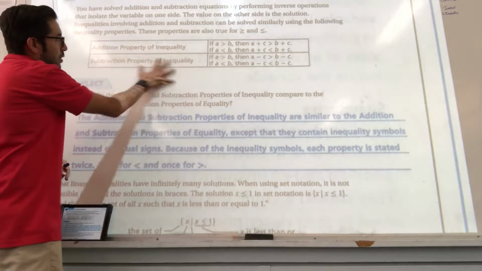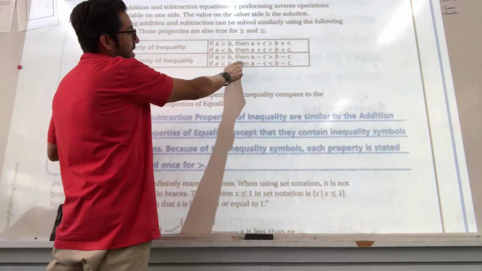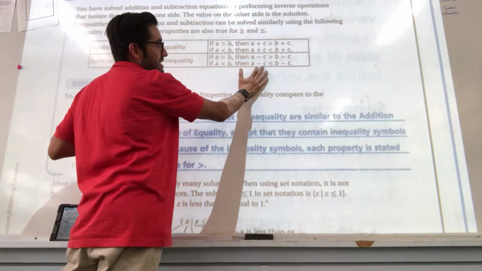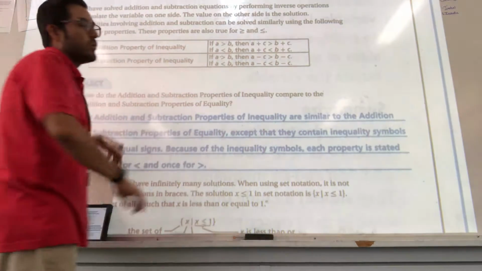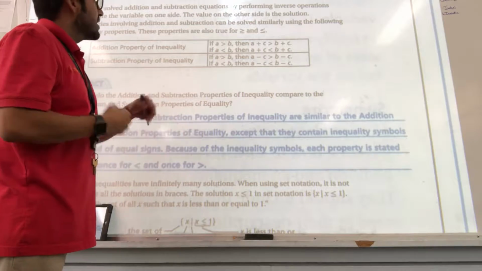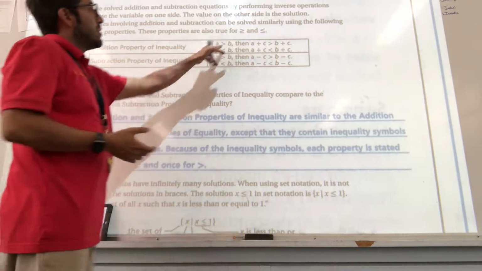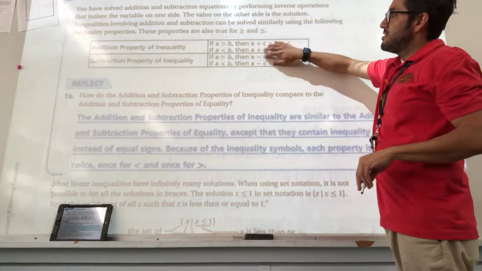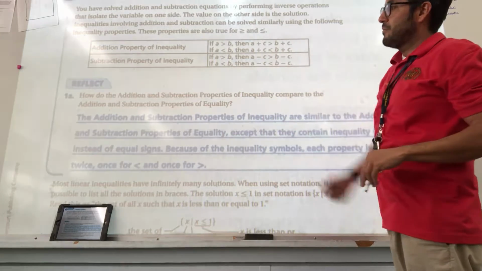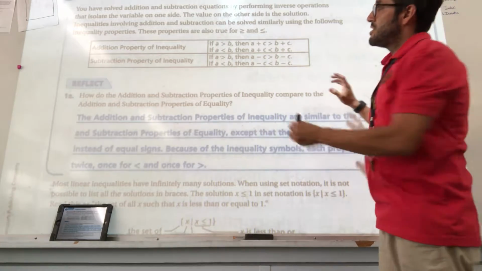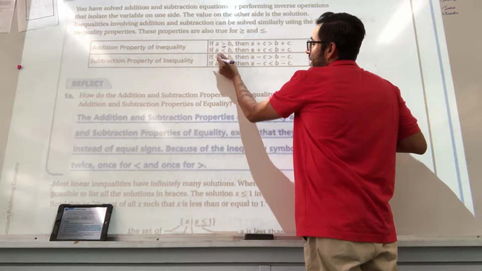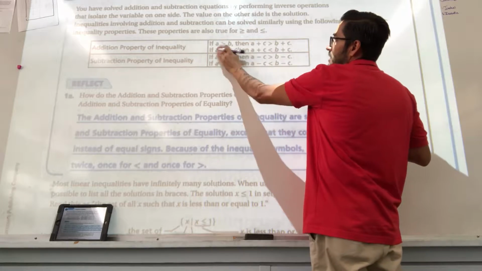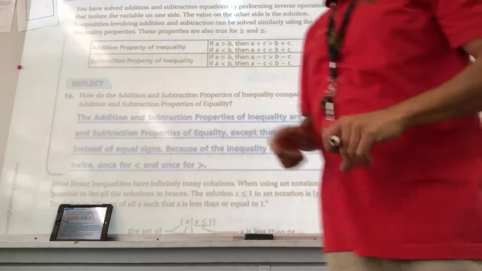The subtraction property of inequality, very similar. If A is greater than B, then A minus C is greater than B minus C. And if A is less than B, then A minus C is less than B minus C, okay? We're not talking about greater than or equal to or less than or equal to yet. Those definitely will apply here. Those just were not incorporated in here, but they still count, okay? So you could just as easily say that if A is greater than or equal to B, then A plus C is greater than or equal to B plus C. Same thing, okay? Now let's look at number 1.